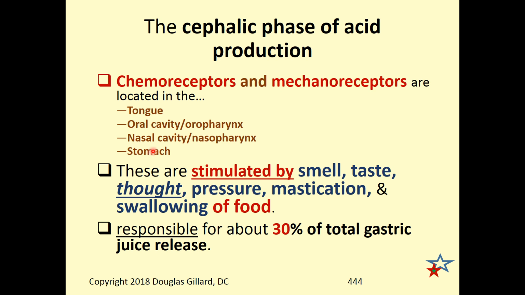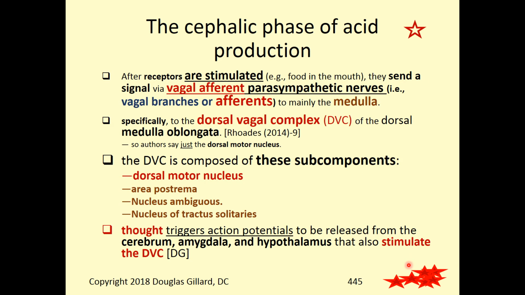Cephalic is about thinking about food, tasting food, smelling food, chewing up the food. All the books are the same on this. They're responsible for 30% of total gastric juice release. So that's a number. You probably should know that number. Maybe not for my pathology test, but definitely for physiology.